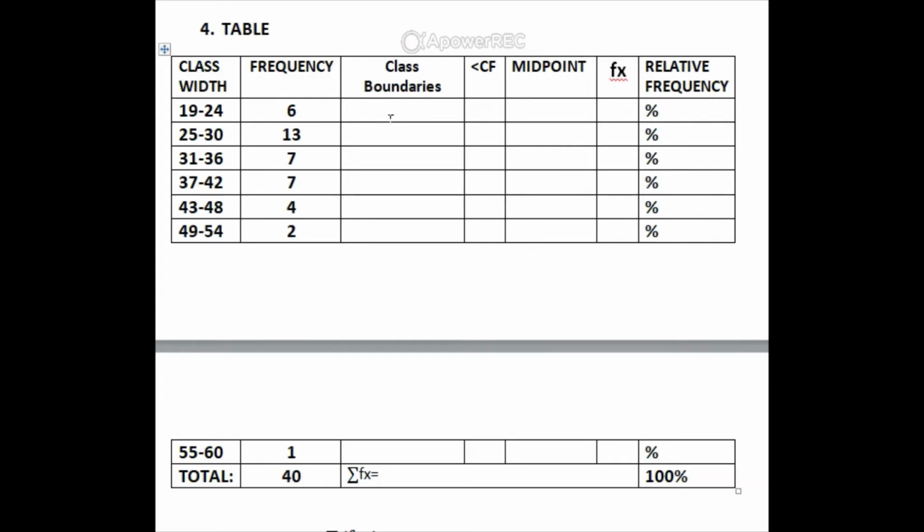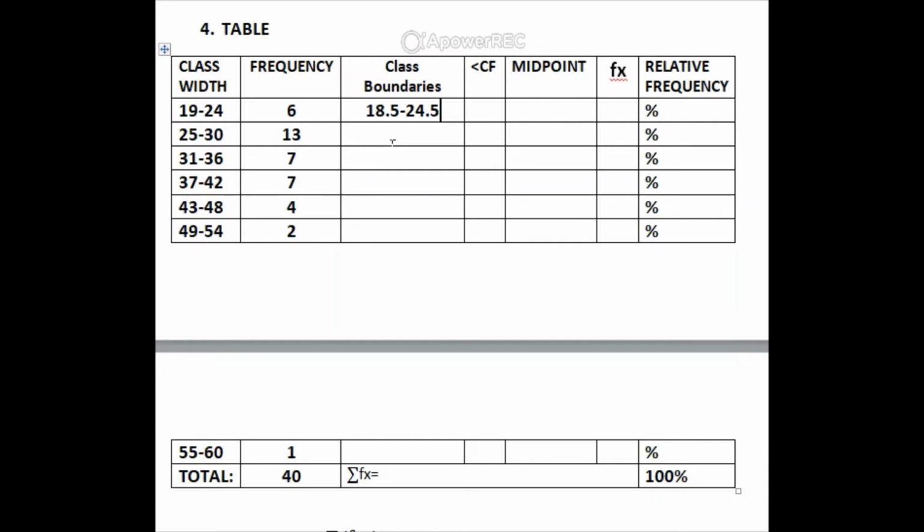Para naman sa ating class boundaries, kailangan nating hanapin ang lower limit at ang higher limit base sa ating class width. To get the lower limit, we need to subtract 0.5 to the lower limit. So, 19 minus 0.5 is 18.5. Kung tayo ay nag-subtract sa ating lower limit, mag-a-add naman tayo ng 0.5 sa ating higher limit. So, that will become 24.5. In this sense, parehas pa rin sila ng class width, which is 6.